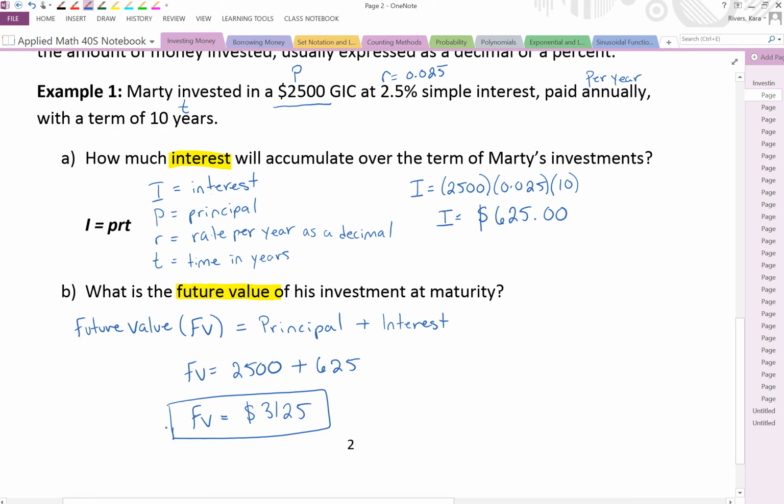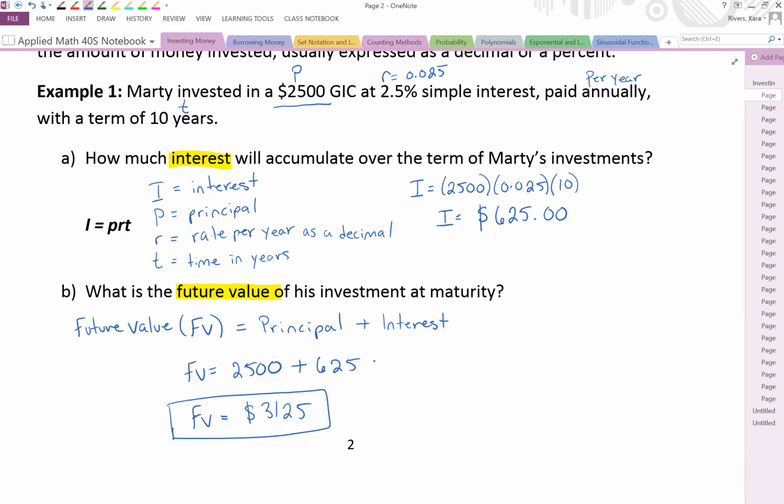So after 10 years, the bank will give you your principal plus your interest back when you're ready to take it all back. All right? Sometimes you can collect your interest along the way. So even though the $2,500 is staying there, each year they can give you a portion of that $625. So if you wanted to know that, right, 625 divided by 10 annually, how much they would give you every year.